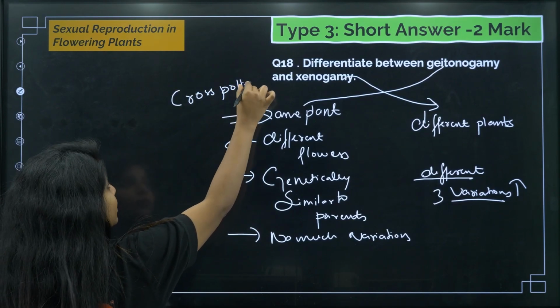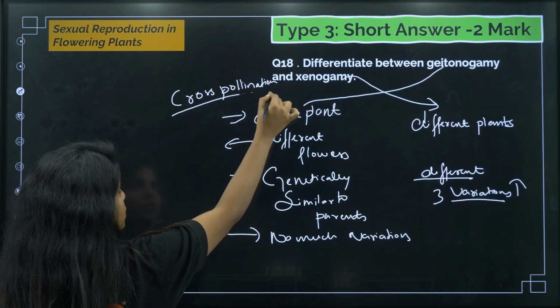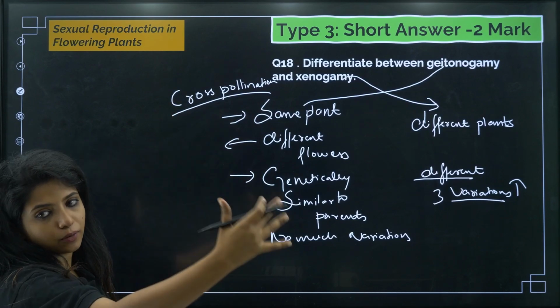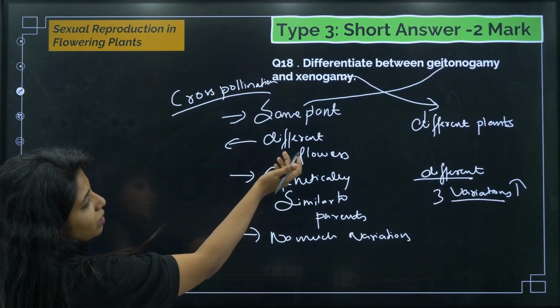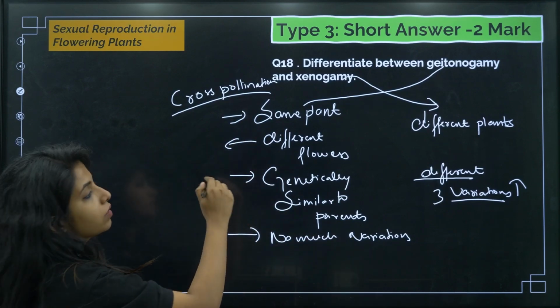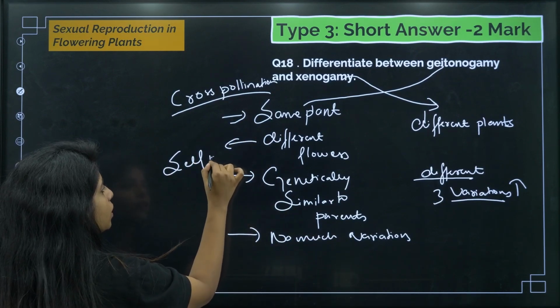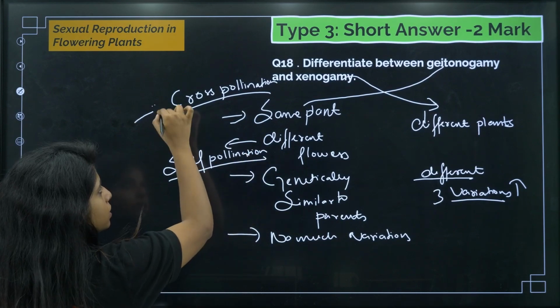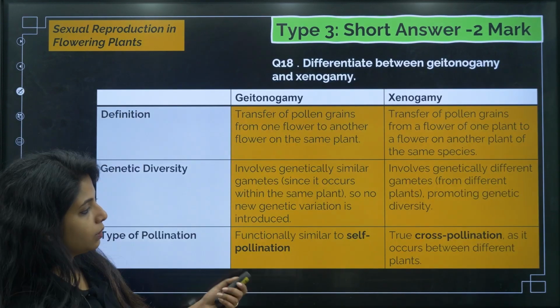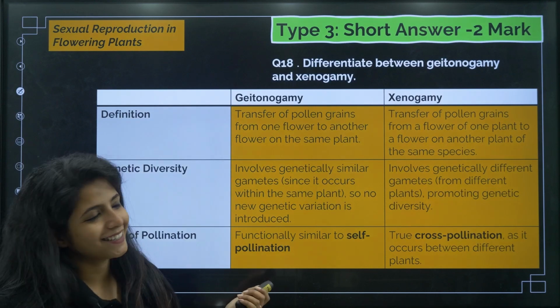So whenever it's between two flowers, you call it cross-pollination. Either the flowers can be on the same plant or on different plants. But functionally, when I speak of geitonogamy, it is basically having the same genetics and everything. It is acting as self-pollination only. So functionally, it is self-pollination, but actually it is cross. Okay, that is the point that is given over here and also in your NCERT.